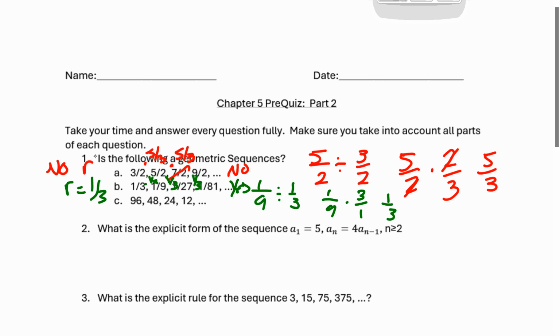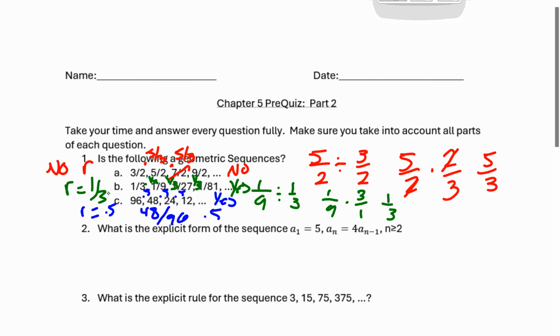Okay, let's switch it one more time. Let's do blue. So this one, I'm going to take 48 divided by 96, and I'm going to see what that is. So 48 divided by 96, and I get 0.5. So that means I'm going to try to times it by 0.5. I take 48 times 0.5, and I get 24, and times that by 0.5, and I get 12, right? So that would be yes as well, and the common ratio there would be 0.5.